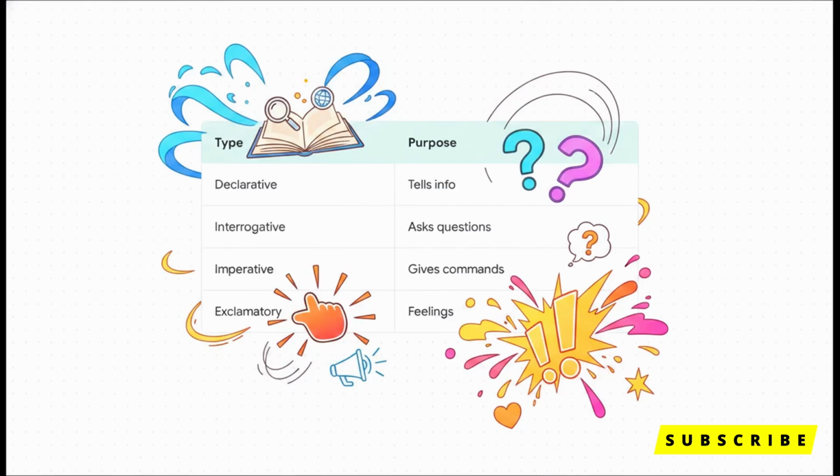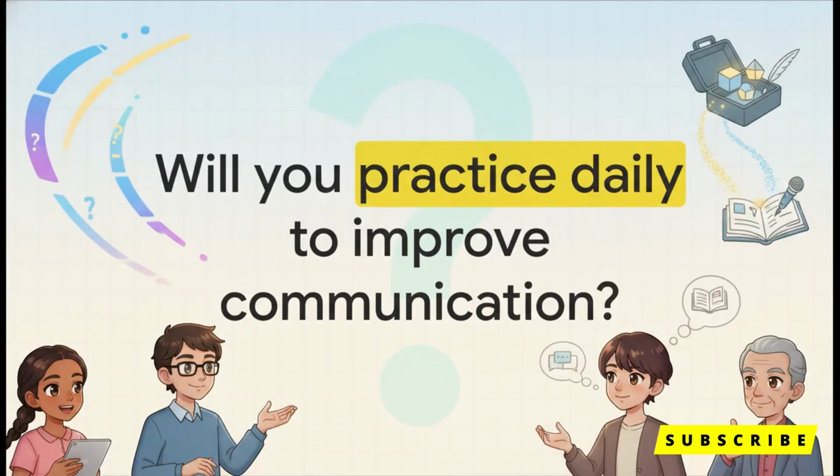Okay, let's do a super rapid-fire recap just to cement all of this right into your brain. The 4 tools in your sentence structure toolbox are declarative, which tells you info; interrogative, which asks questions; imperative, which gives commands or requests; and exclamatory, which expresses strong feelings. Mastering these 4 specific structures is literally the foundational bedrock of clear, expressive English communication. And that brings us to the end. But before we go, I want to leave you with this final, somewhat provocative thought. Will you actually commit to practicing these sentence types daily to completely transform your communication?